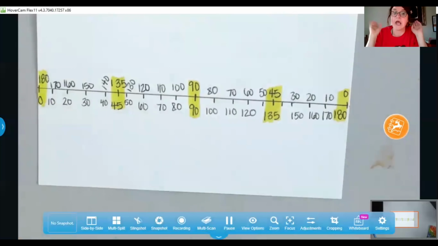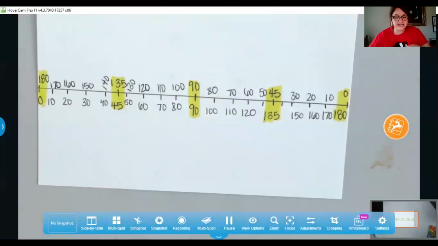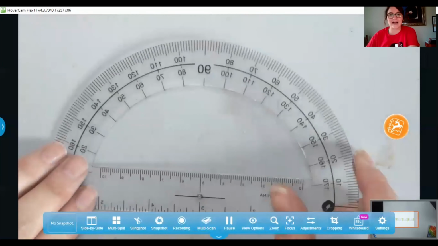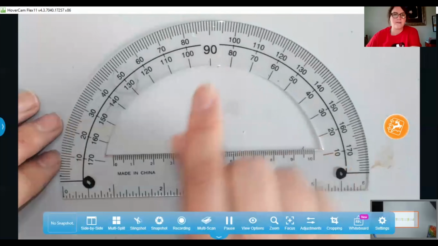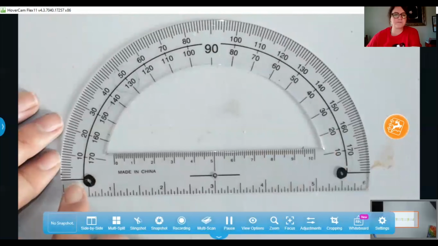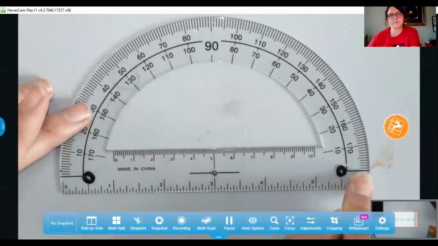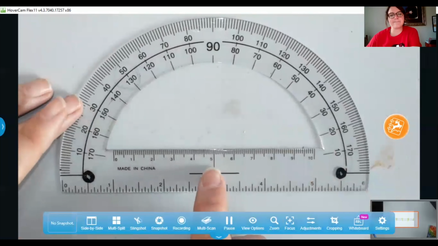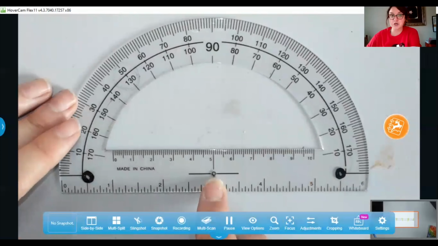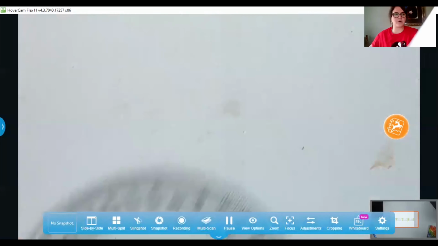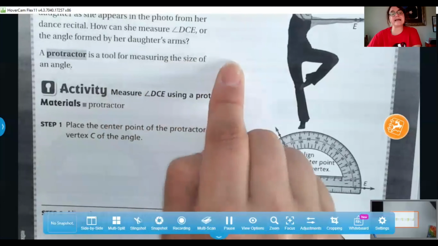Fun fact, protractors are really just this number line. But if you'll notice, the protractor is on a curve. So I've got my 90 in the middle there, my 0 and 180 over here, and my 0 and 180 over here. And then this is the middle of my protractor where we're going to line up the vertex. So let's try one of these. I want you to see that a protractor is a tool for measuring the size of an angle.